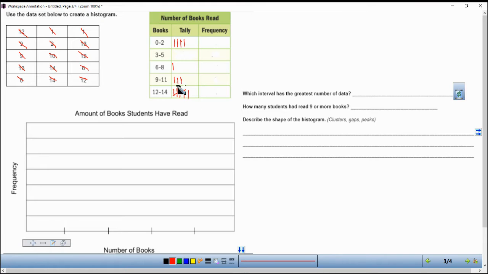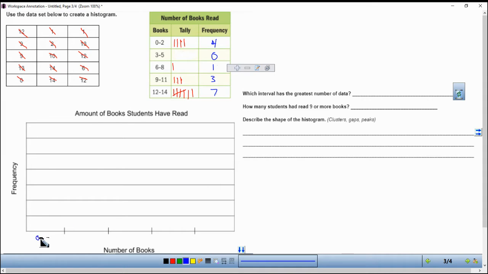That might mean that there's a gap. All right, so frequency, just check to make sure you have the same as me. I have 4, 0, 1, 3, and then 7. Okay, so to make this histogram, what's nice is they already have the title and the labels.